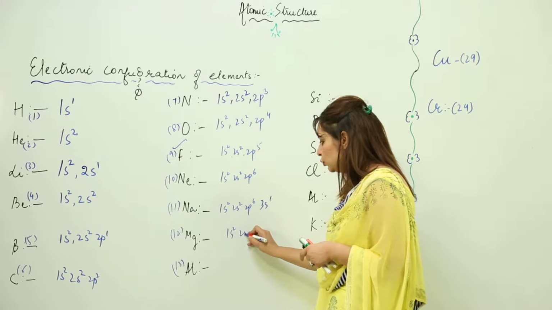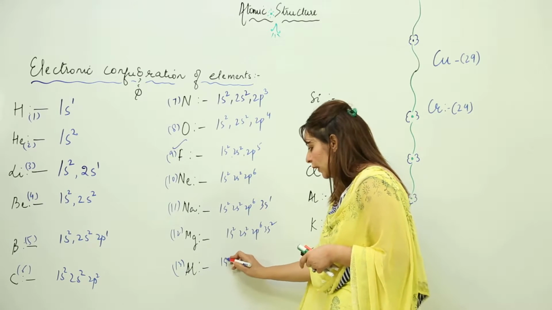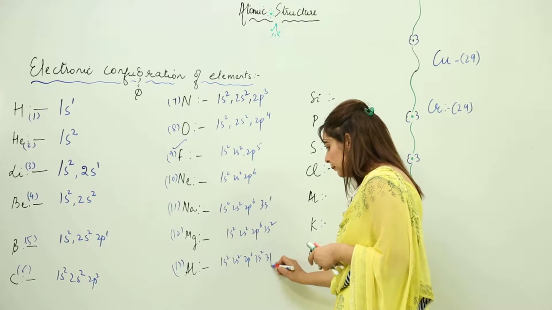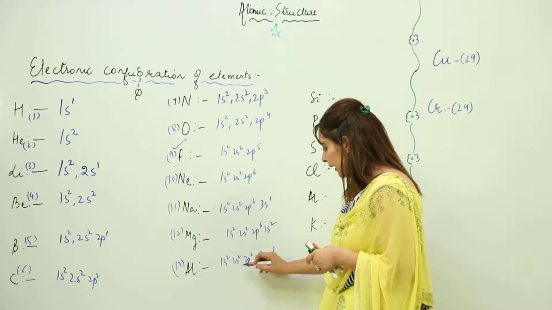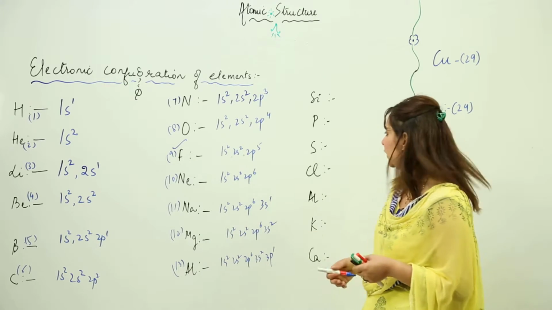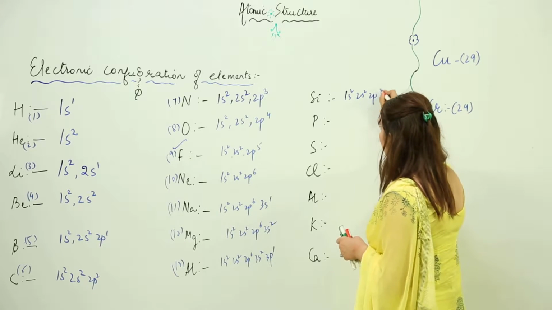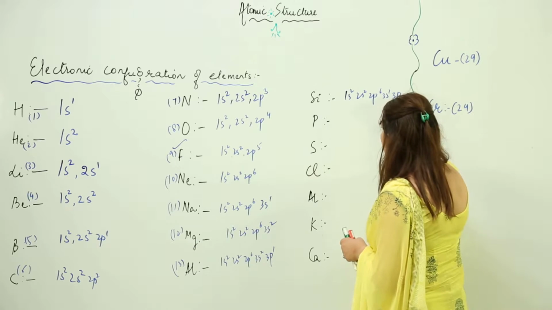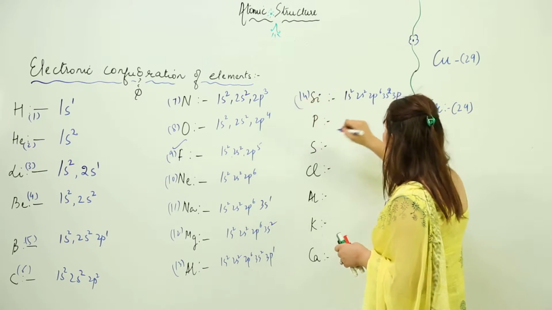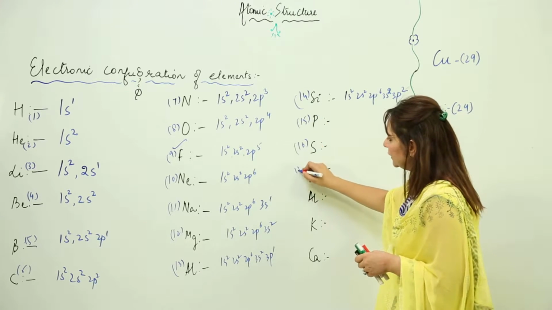This will be 1s2, 2s2, 2p6, 3s2. Aluminium is 1s2, 2s2, 2p6, 3s2, 3p1. Let's count here: 10, 11, 12, 13. It comes out to be equal to the atomic number of aluminium, 13. Silicon is 1s2, 2s2, 2p6, 3s2, 3p2. We need to fill 14 electrons, right? 12, 13, 14. I will write the atomic number here so that you can also practice in your copies.